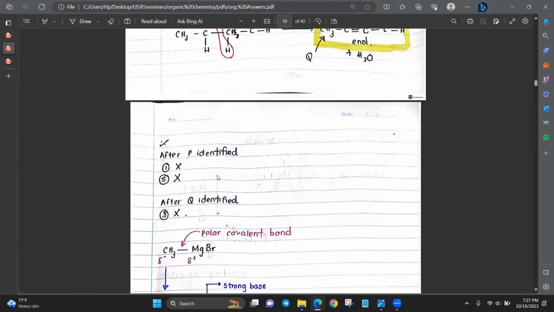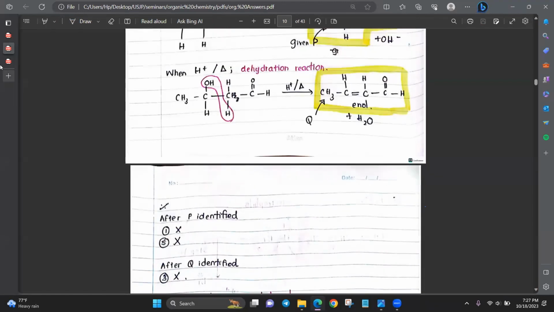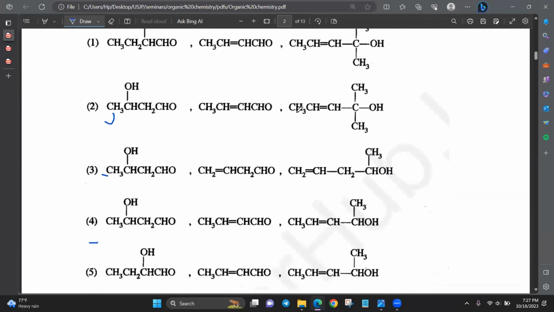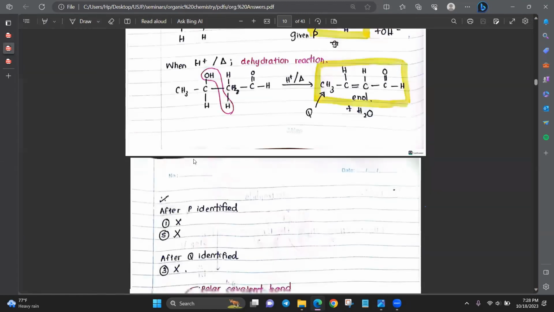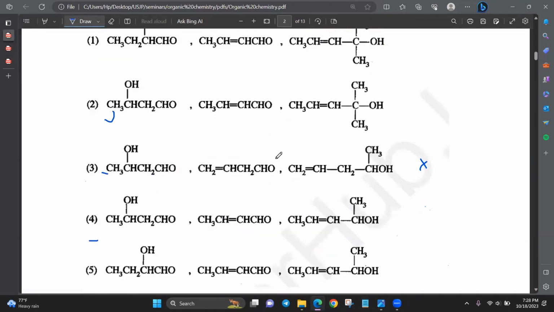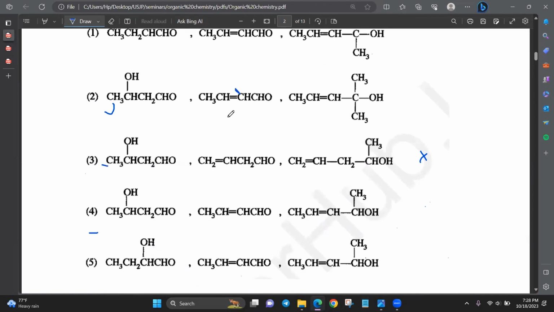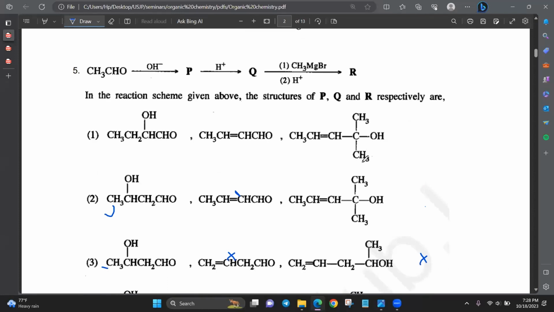right? So after P identified, we took 1 and 5 as wrong answers. Now we have our Q. From 2, 3, and 4, we can disregard this because our double bond is coming here. Now we have our Q as well. Now what is the next step? We can cut this. So now we are remaining with 2 and 4. Now we have to check the R compound.